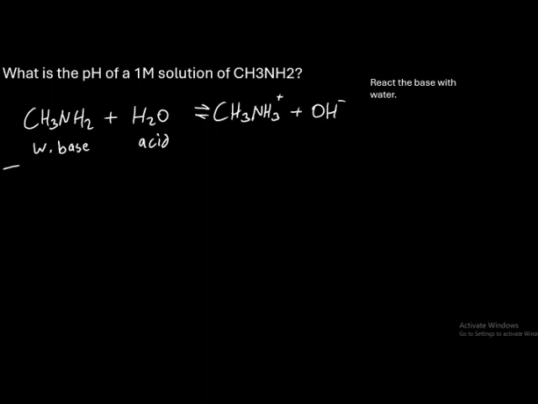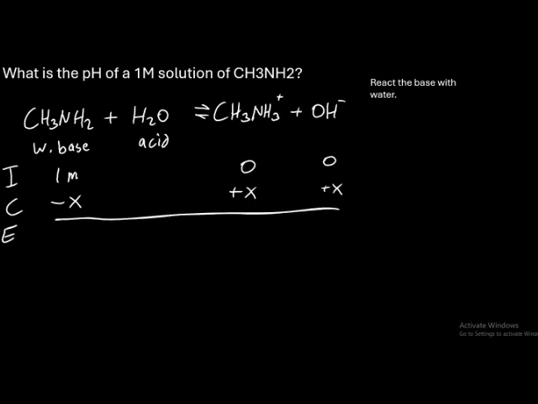We know that our initial molarity for this base is 1 molarity. We are not given an initial molarity for either one of the products, so they will start at 0. We don't know how much this will change by, so we'll say our reactant will go down a little, minus X. Our products will go up a little, giving us plus X for both. At equilibrium, we will either add or subtract, giving us 1 minus X for our weak base, and X for both of our products.